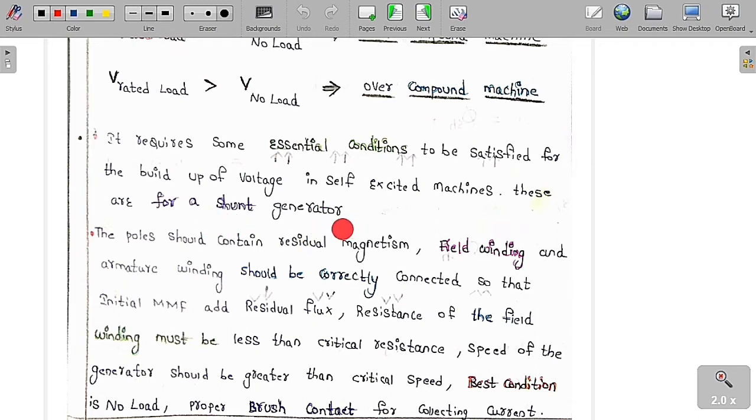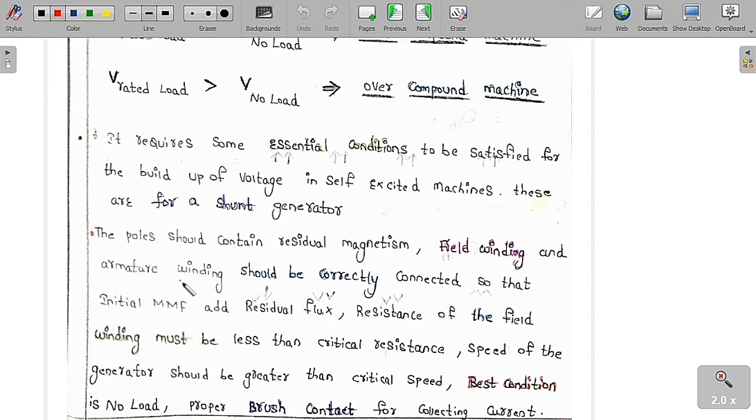For a shunt DC generator, the poles should contain residual magnetism, and the field winding and armature winding should be correctly connected so that the initial MMF adds to the residual flux. The resistance of the field winding must be lesser than the critical resistance, and the speed of the generator should be greater than the critical speed. The best condition is no load, with proper brush contact for collecting the current.